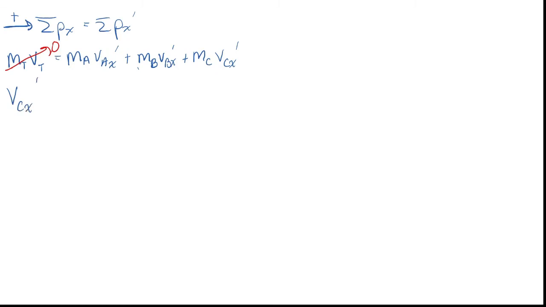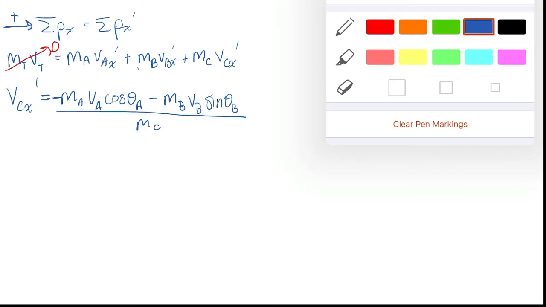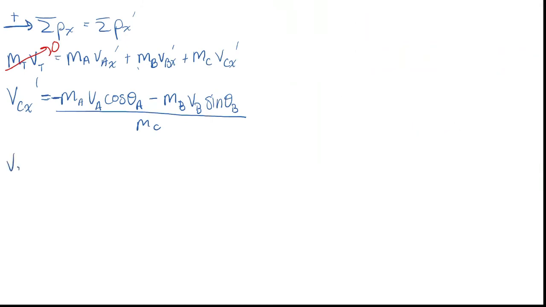We know that's 0. So let's rearrange for the velocity of C in the x direction. And so, of course, that numerator should have a negative all in front of it because we had to subtract the momentum of A and the momentum of B. Sorry, so that should be a minus as well on the other side in order to get the momentum of C all by itself. Okay, so there's our equation for the velocity of C in the x direction afterwards.